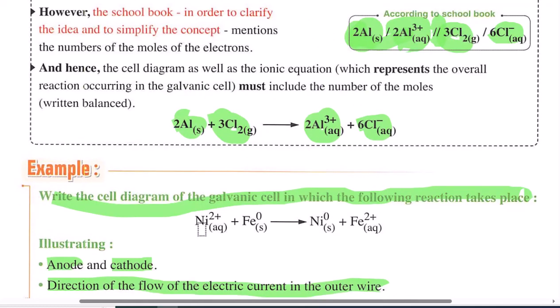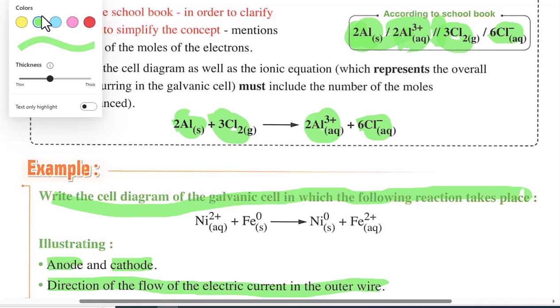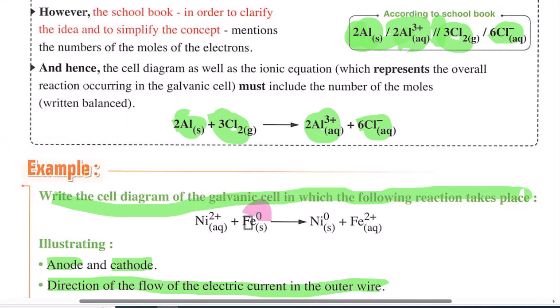So here we see that iron is 0 in the reactants and transformed into iron positive 2, so it is oxidized, it is the anode. And here nickel positive 2, its oxidation state, is reduced to 0, so it undergoes a reduction process. So the iron which undergoes the oxidation process is the anode, and nickel positive 2 is the cathode half cell.